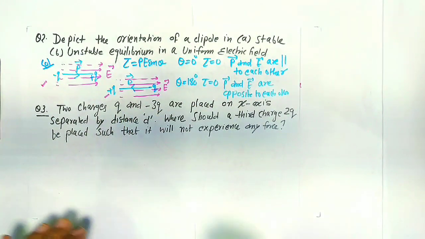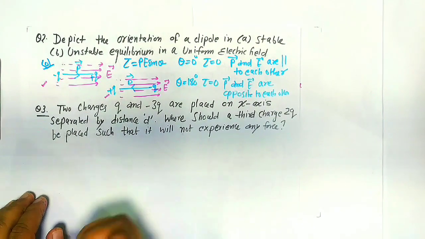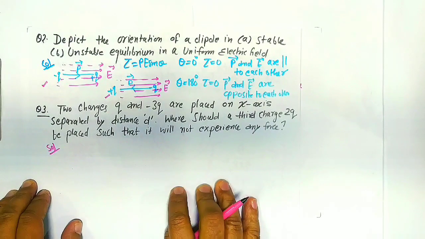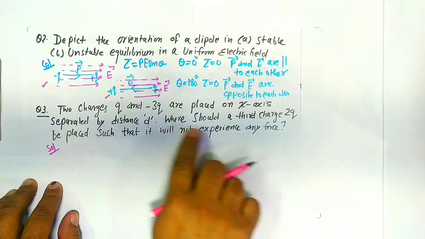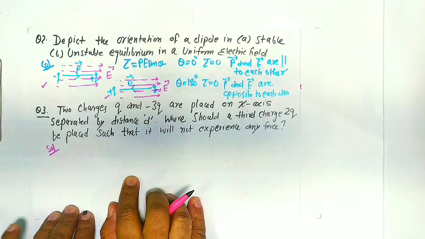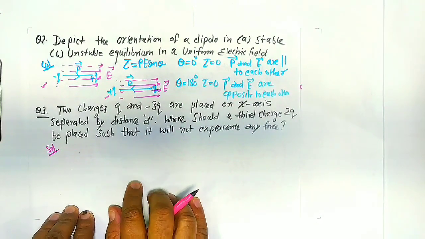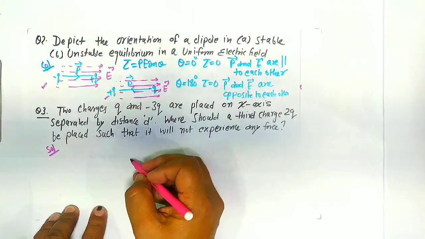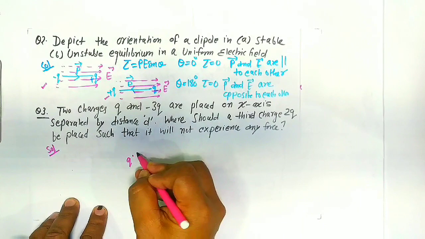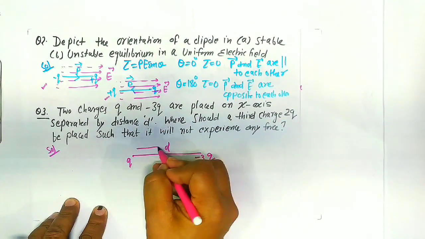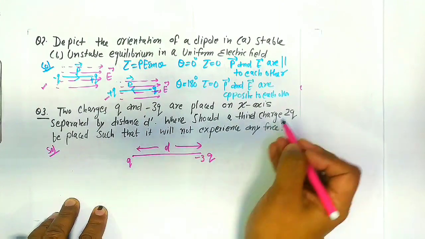Now there is another question. Two charges Q and minus 3Q are placed on the x-axis. This is related to equilibrium and forces. Separated by distance d, where should a third charge 2Q be placed such that it will not experience any force? But this time the charges are unlike. Say there is a charge Q here and there is a charge minus 3Q here. The distance between the two charges is d. We have to keep the 2Q charge.